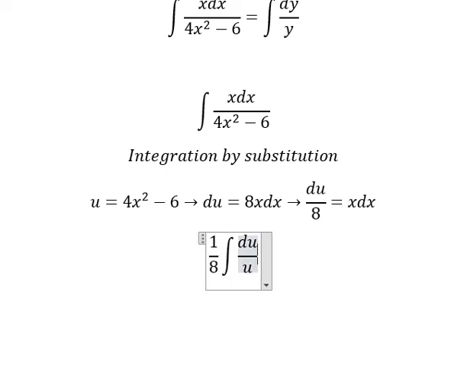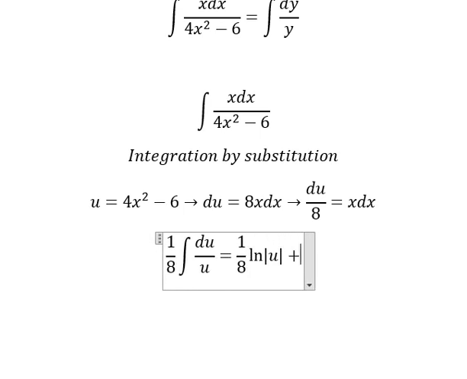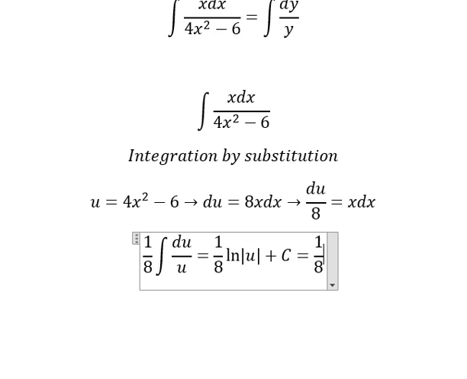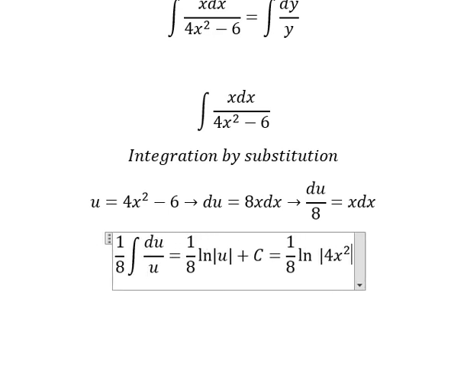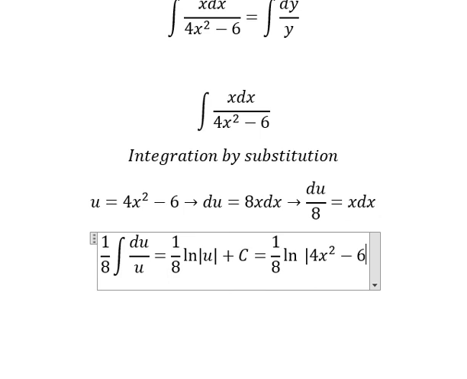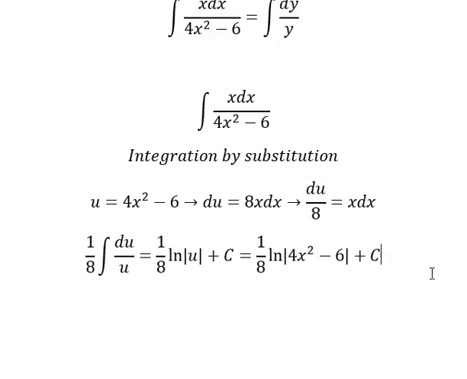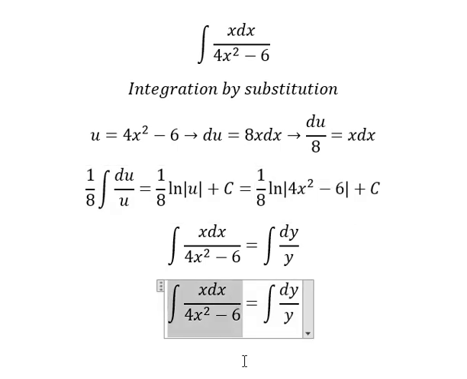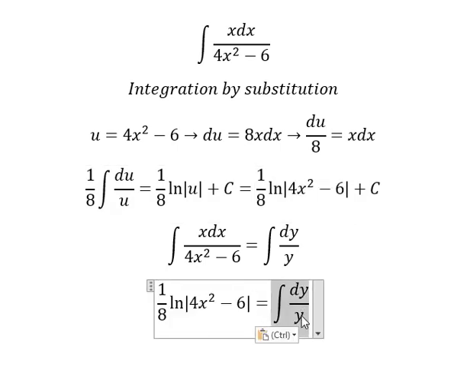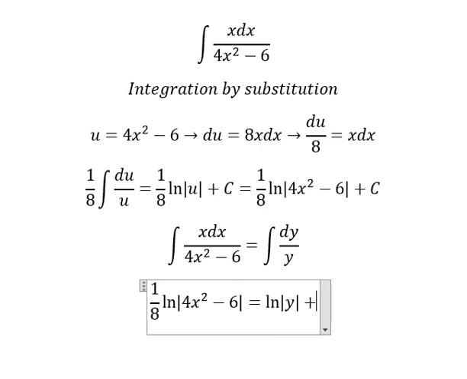And this one we have 1 over 8 ln of the absolute value of u, and we put c. About u, that's 4s squared minus 6, and we put c. So we put this one in here. This one we change to ln of the absolute value of y, and we put c.